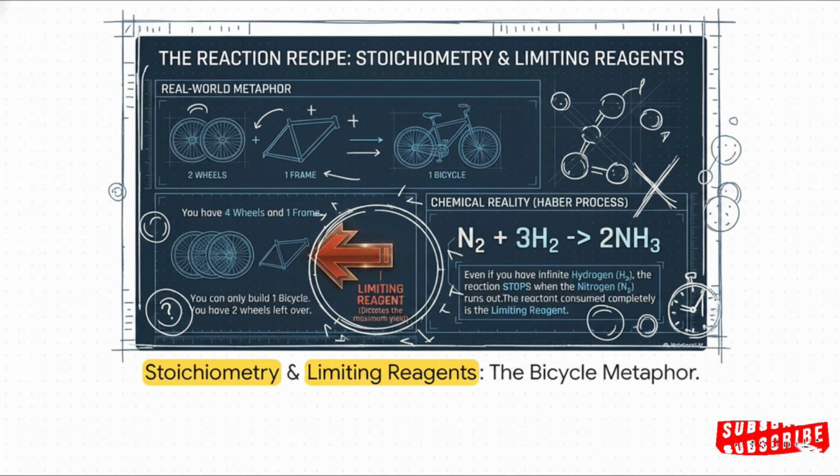Let's simplify a concept called limiting reagents with a super relatable bicycle metaphor. To build a standard bicycle, your recipe is 2 wheels plus 1 frame equals 1 bike. Now, imagine you have 4 wheels but only 1 frame. How many bikes can you build? Just 1. Even though you have leftover wheels, your production completely stops the literal second you run out of frames. In chemistry, that frame is your limiting reagent. It doesn't matter how much of the other stuff you have. The limiting reagent dictates the maximum yield of your final product.